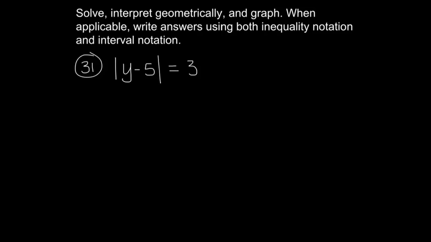What this problem is technically saying is that the distance that y minus 5 is away from 0 on a number line is 3 units. So if you think about it, here's our number line, here's 0. The two values that are exactly 3 units away are 3 and negative 3. So our y minus 5, if we go exactly 3 units in the positive direction, could end up at positive 3. If we go exactly 3 units in the negative direction, our y minus 5 could end up at negative 3.